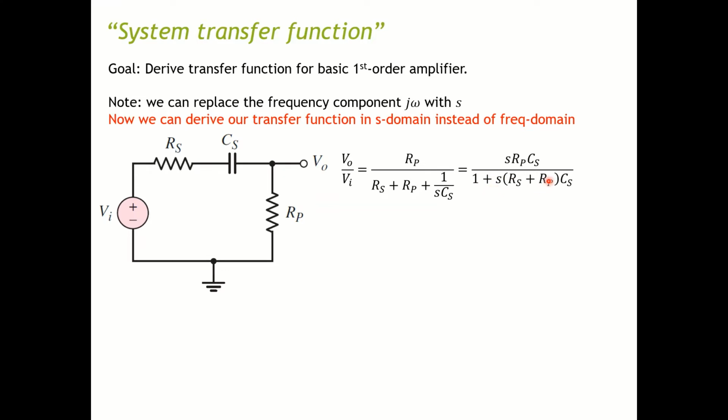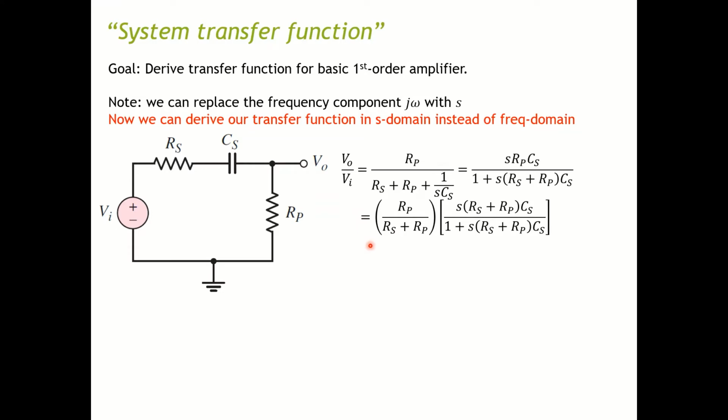So next, let's move on. You can rewrite the equation in this form. What you want to do next is group out this term, Rp over Rs plus Rp, which is basically your voltage divider rule, assuming this capacitor is a short circuit. So you want to factor out that term.